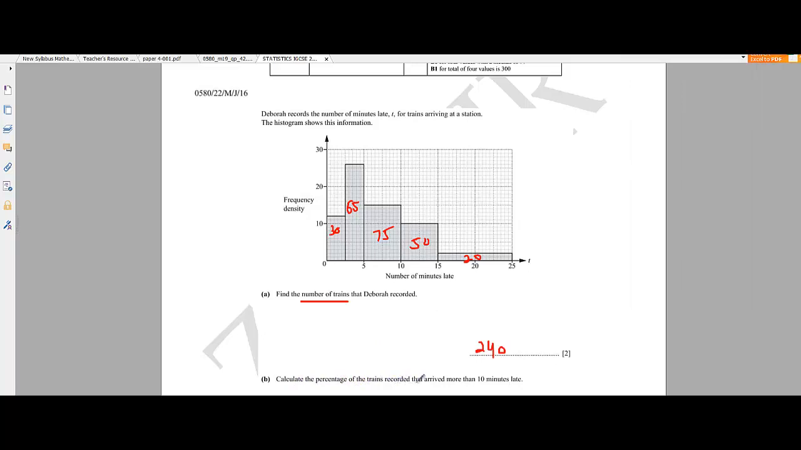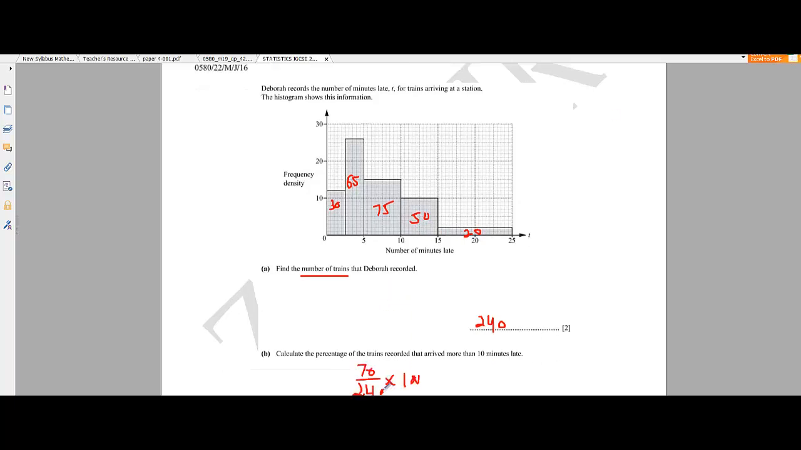Calculate the percentage of trains recorded that arrived more than 10 minutes late. So more than 10 minutes late. So these are the ones that are late more than 10. 50 plus 20, so 70 trains are more than 10 minutes late. So this is the percentage, and the 0 cancels.